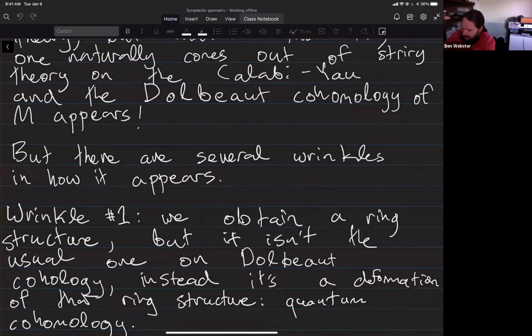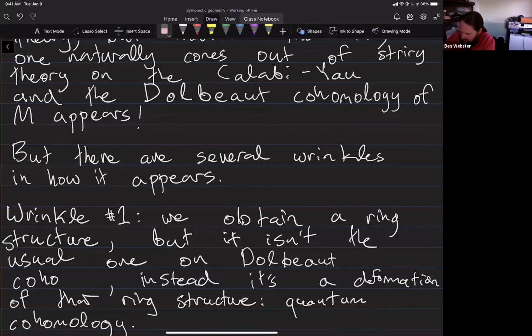Oops. I have a bad habit of writing cohology instead of cohomology. I don't know what is going on there.